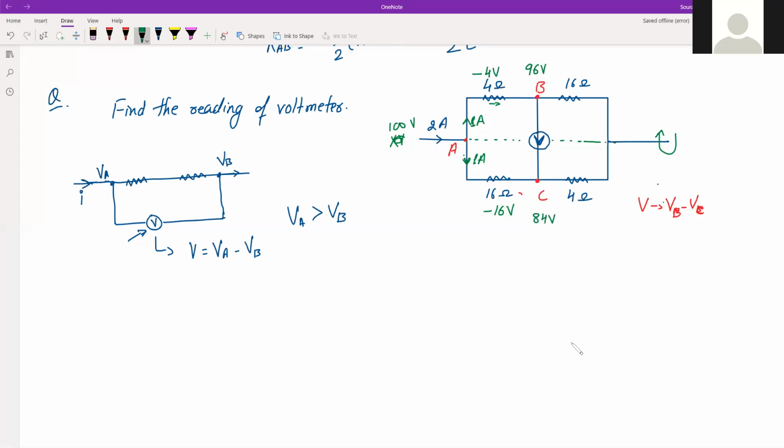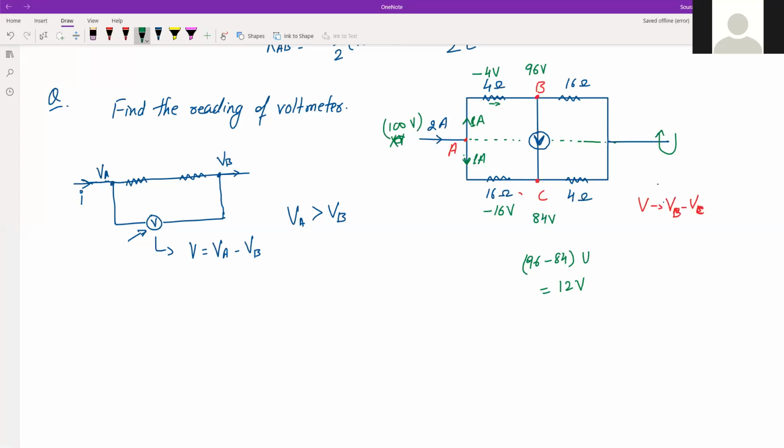So now what is the difference between these two? The difference between these two is 96 minus 84 volts, which equals 12 volts, right? So that is the answer. The difference between these 2 points is 12 volts. And we have arbitrarily chosen this 100 volts.